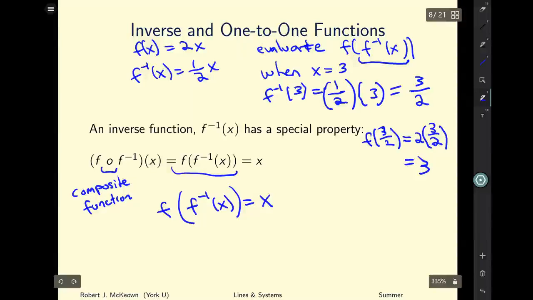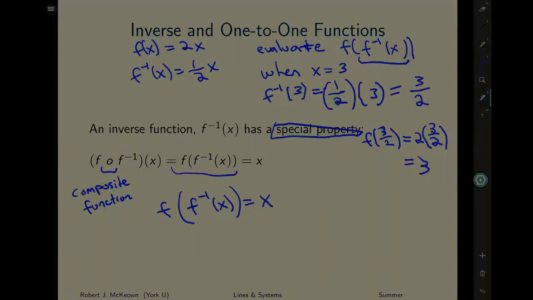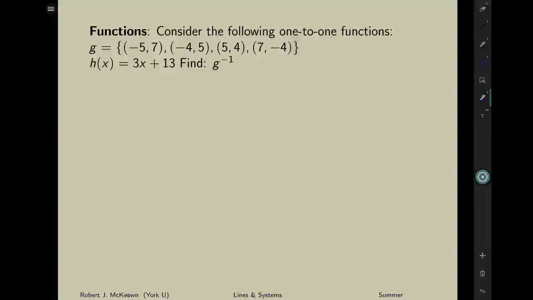And that is exactly what this special property is all about. It says that if we take the inverse of x, and then we take the function of that inverse, we get x. We've gone through an introduction together. Let's apply what we've learned to answer the next 3 questions.